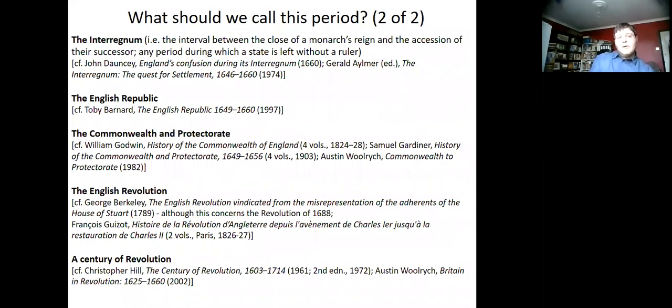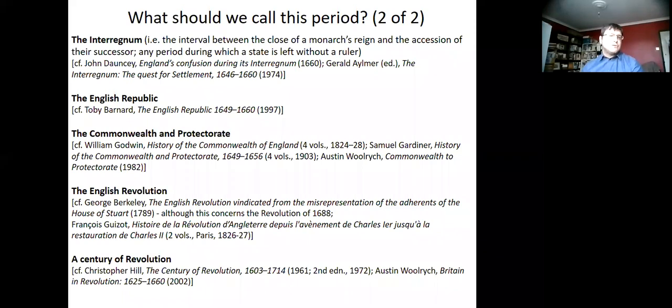I said that those terms, the war terms, only really take us up to 46 or 48 or 51, depending which you adopt. So what about the period from 49 to 1660? Well, here we could go with an interregnum, literally the interval between the close of a monarch's reign and the accession of their successor. So in this case, between January 1649 and May 1660, an 11-year period.